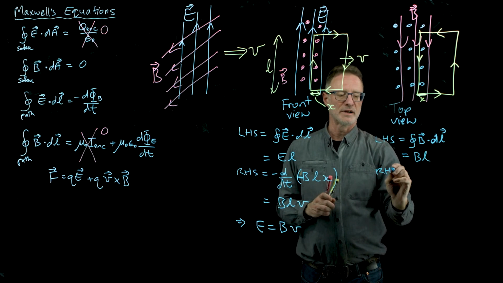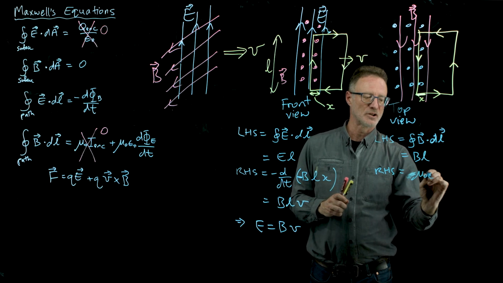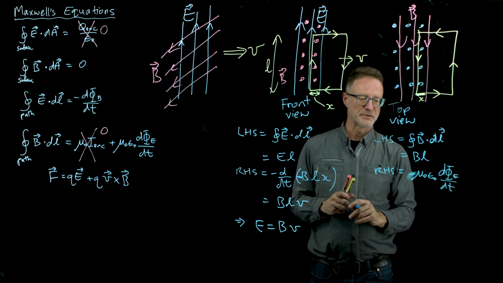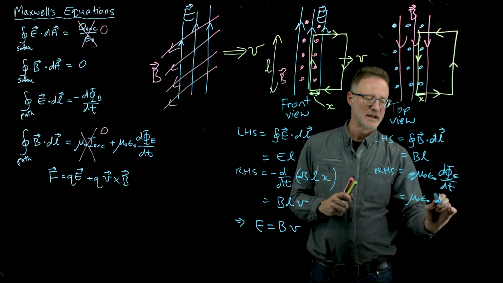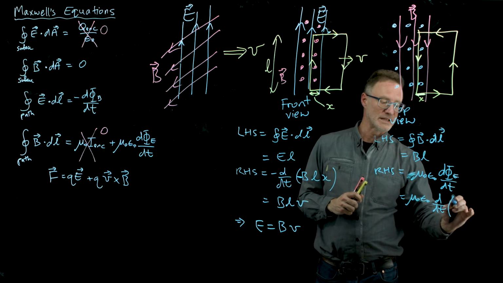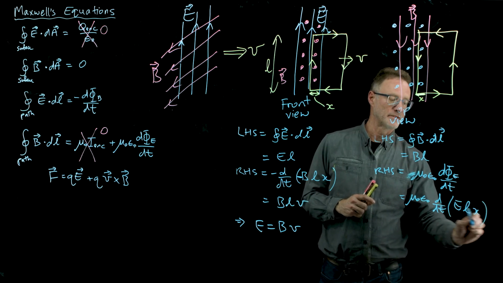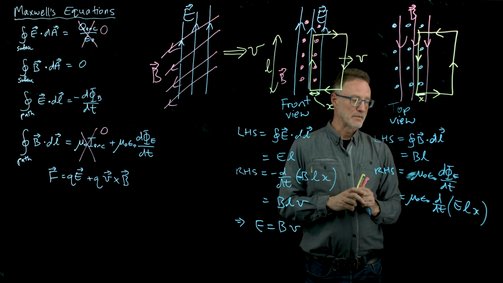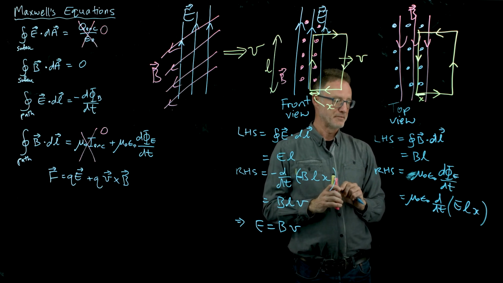The right-hand side of this equation is mu naught times epsilon naught times d phi E dt, like so. So mu naught, epsilon naught, of course, are constants of nature. And the flux of the electric field through that path is the strength of the electric field times the area, which is again the length and the width of the rectangle. Now this time I don't need any minus sign, because the way I've drawn the loop, as I go around the loop using the right-hand rule, the flux is positive.